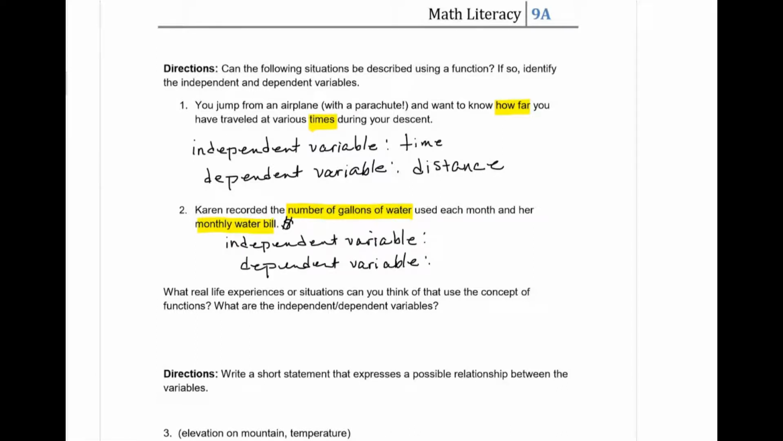Okay, so which one of these variables depends on the other? Does the number of gallons depend on her bill, or does her bill depend on the number of gallons that she used? Well, her bill is going to depend on the number of gallons. So my independent variable is the gallons of water used. And my dependent variable, remember, it has to be numbers. So it is the amount of money owed.